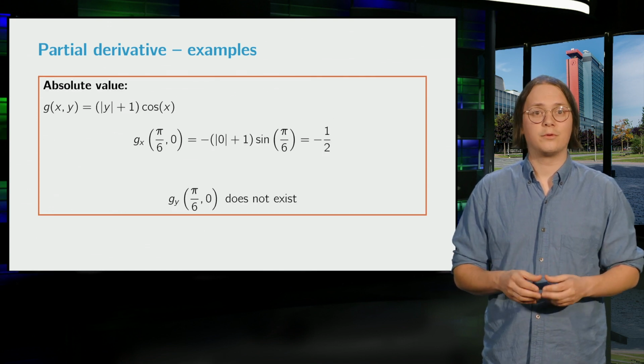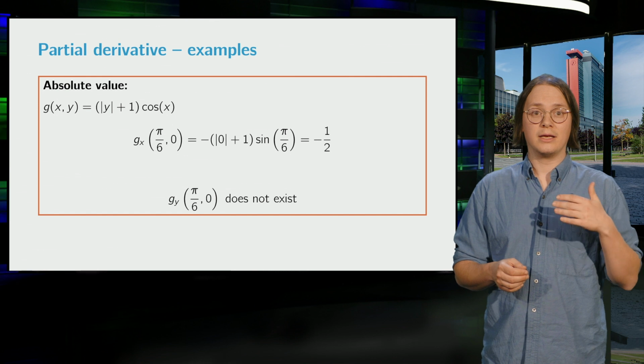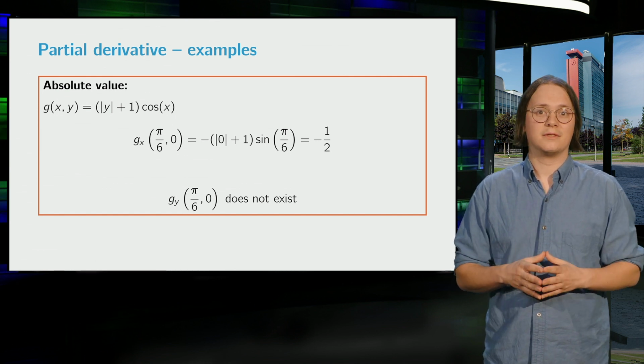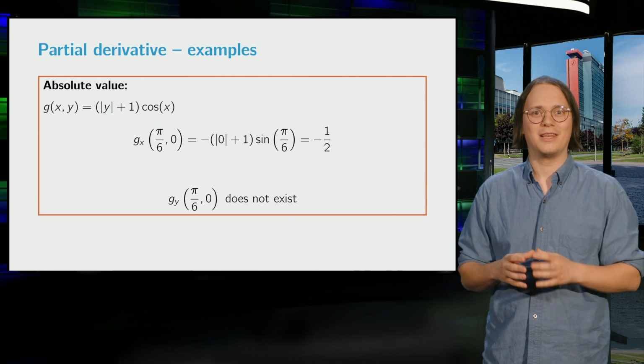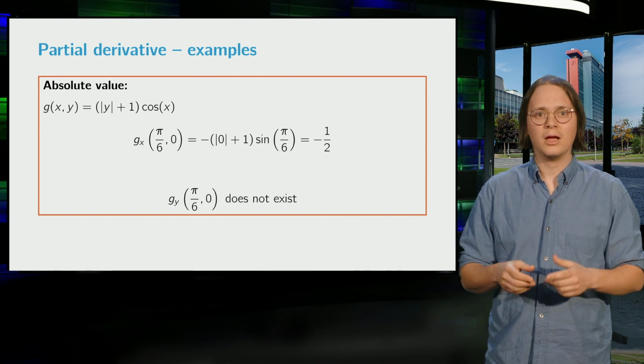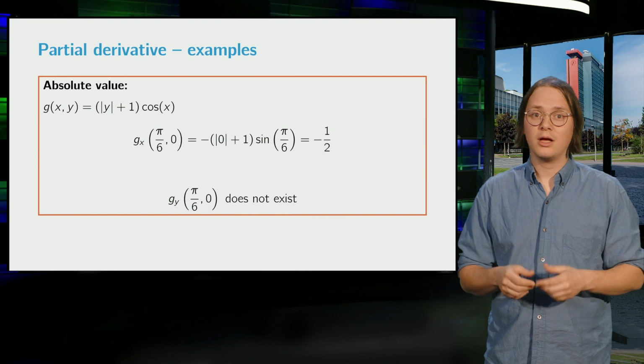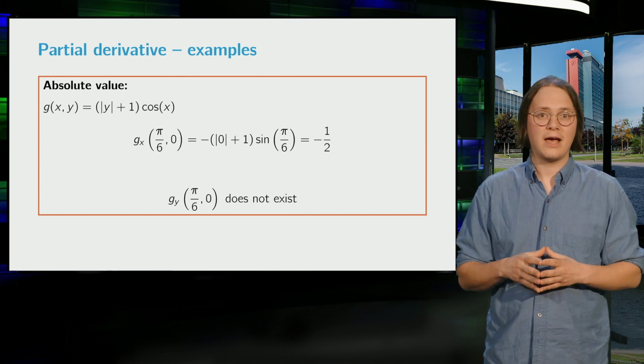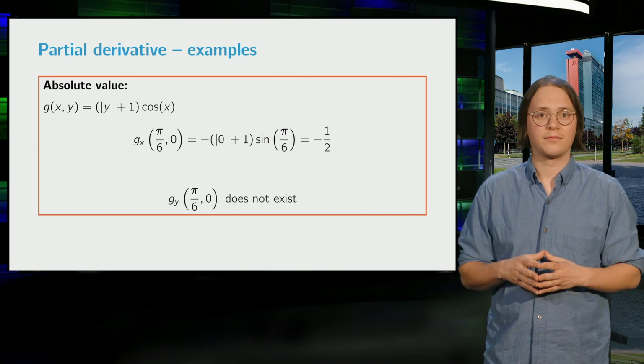Indeed, the derivative with respect to x is simply given by negative a half, since we get the derivative of the cosine, which is negative sine of x, times 1 plus the absolute value of y. Since the absolute value of y is 0 and the sine of pi over 6 is a half, we find negative 1 times a half, which is negative a half.